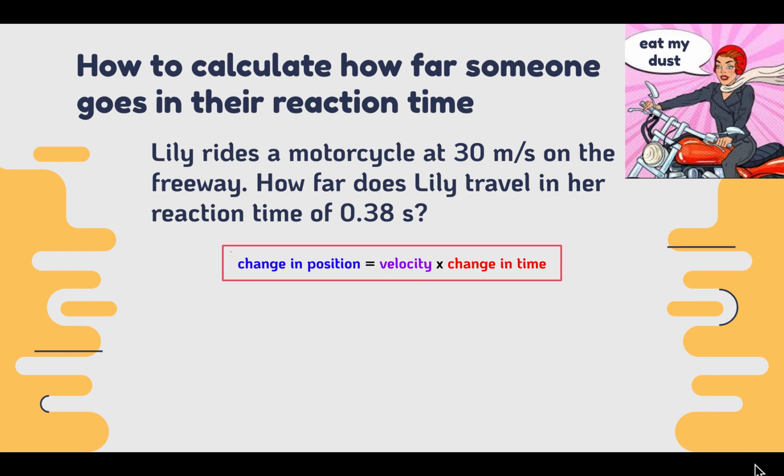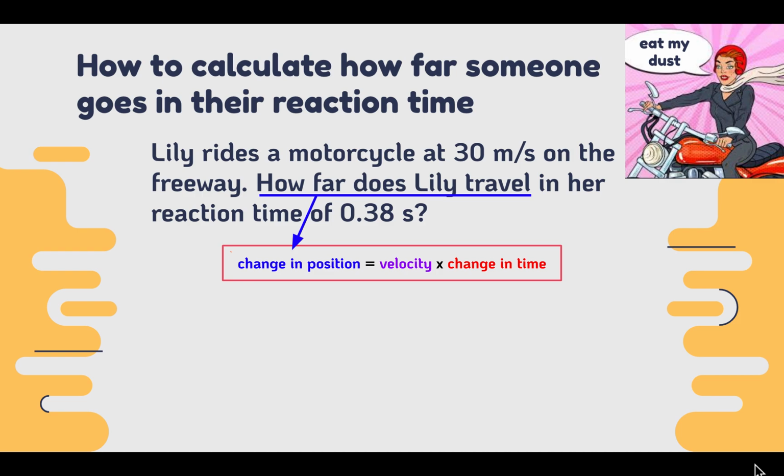So we're using this equation, change in position equals velocity times change in time. I want to connect that to our situation here. When I see how far does Lily travel, I'm thinking how many meters does she go, or how many meters does her position change by? So we're trying to find that change in position.